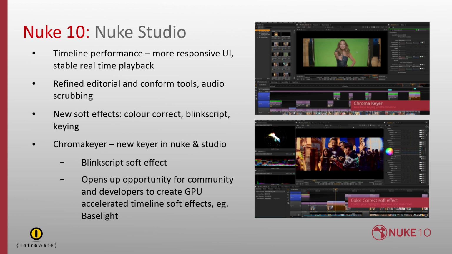Another new soft effect added to Nuke Studio is a blink script node. This allows GPU accelerated nodes to be written specifically for working on the Nuke Studio timeline. An example of this is the new chroma key soft effect. This is a blink script created node written to work in real time whilst keying on the timeline.